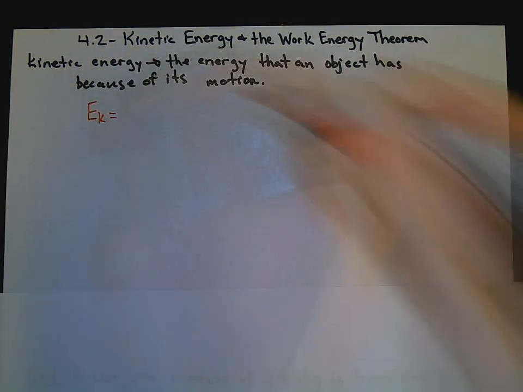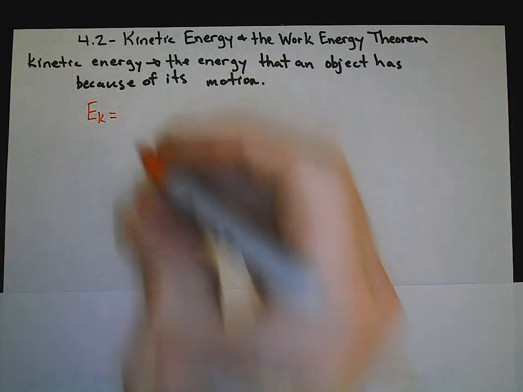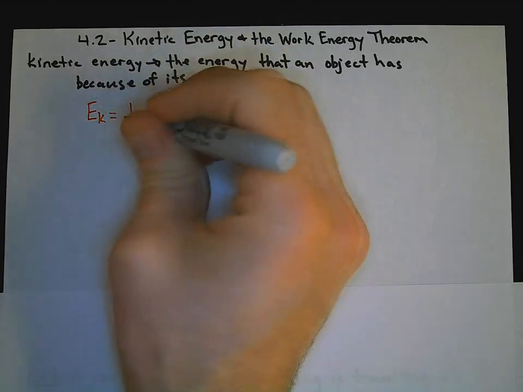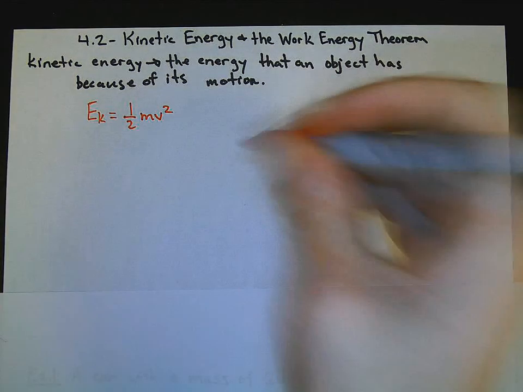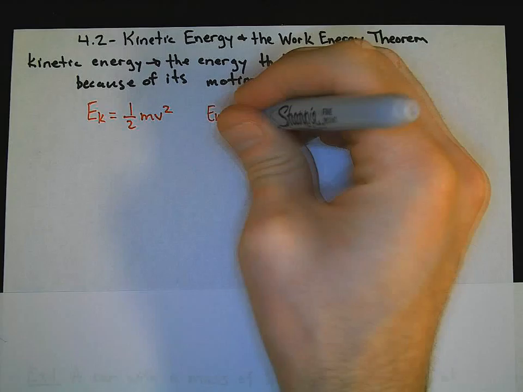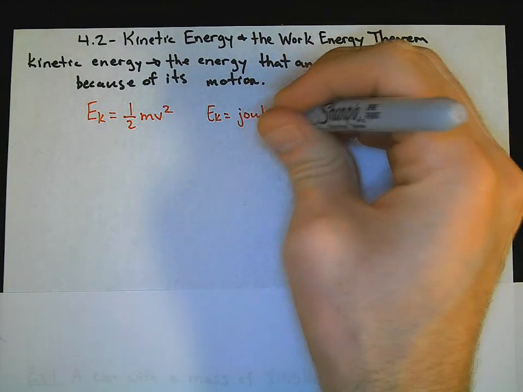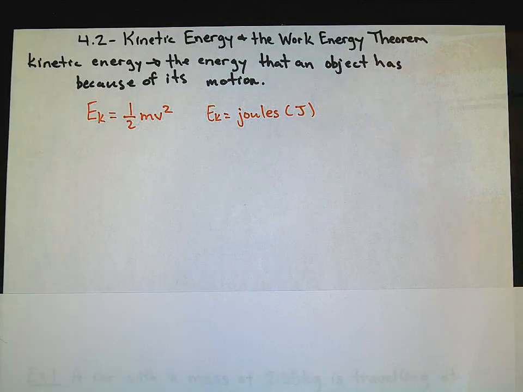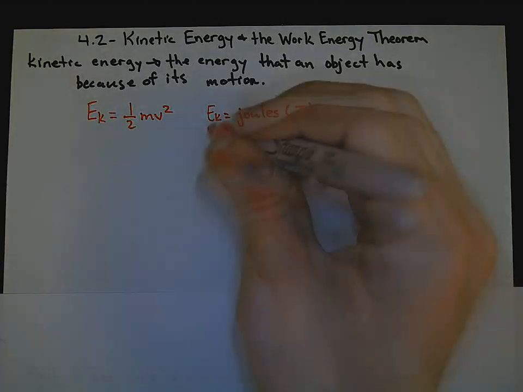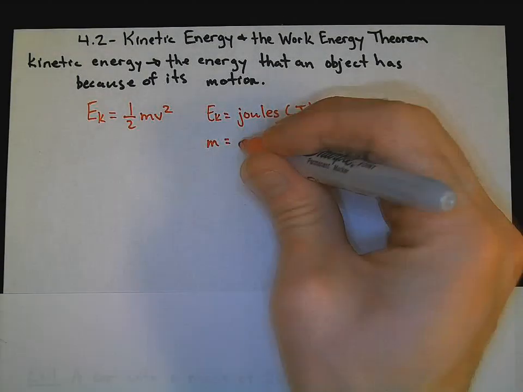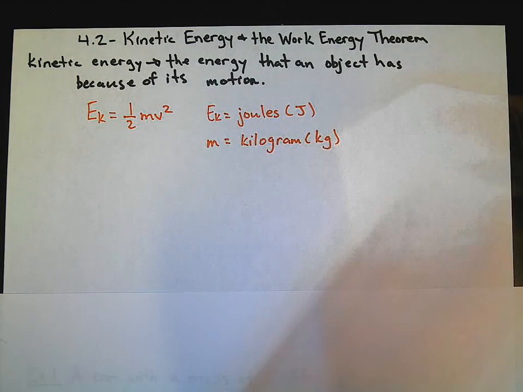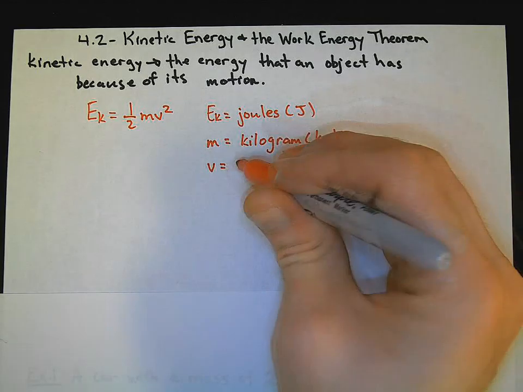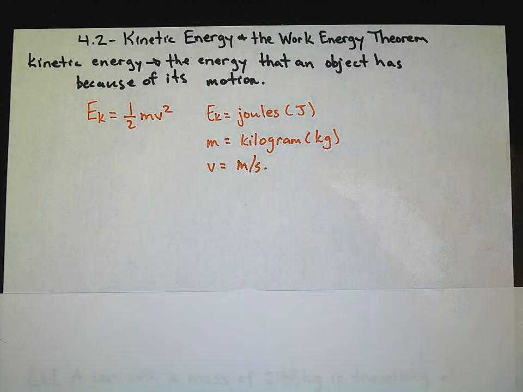And you learned last year in grade 11 physics that kinetic energy is given by 1/2 mv squared. And remember that our unit for kinetic energy is the joule, with a capital letter J for short. Our SI unit for mass is the kilogram, and we have speed, which is given in meters per second.